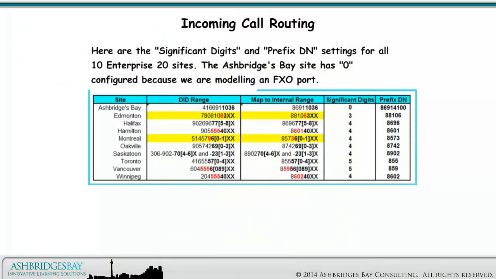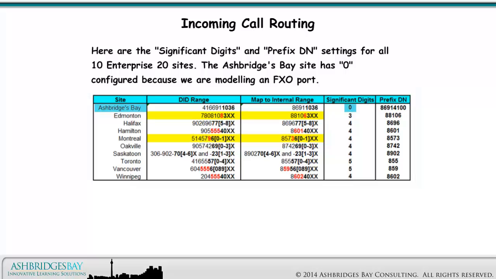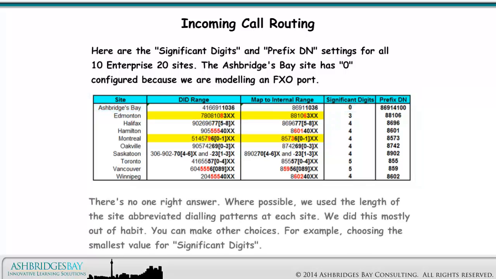Here are the significant digits and prefix DN settings for all 10 Enterprise 20 sites. The Ashbridges Bay site has 0 configured because we are modeling an FXO port. There's no one right answer. Where possible, we use the length of the site abbreviated dialing patterns at each site. We did this mostly out of habit. You can make other choices. For example, choosing the smallest value for significant digits.